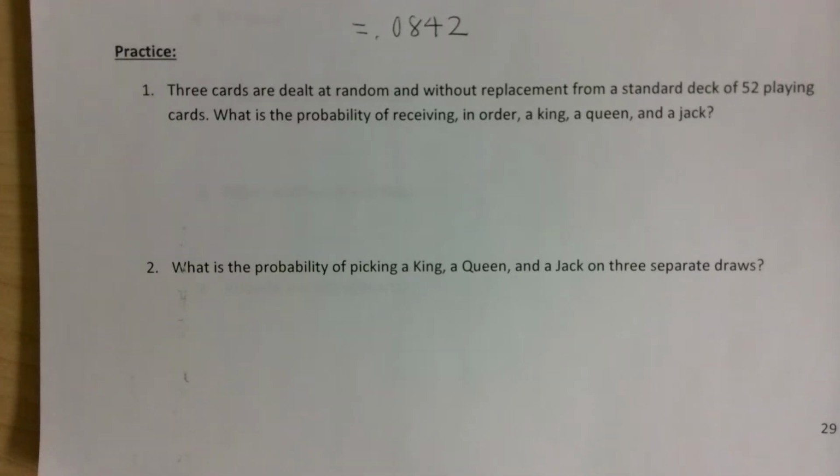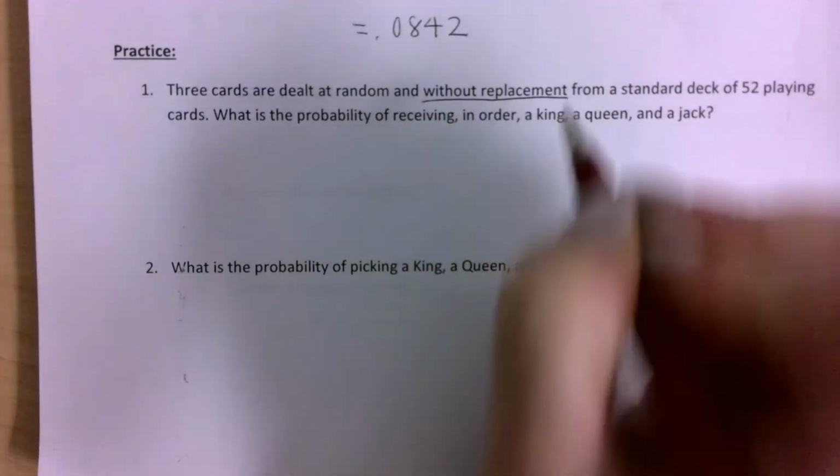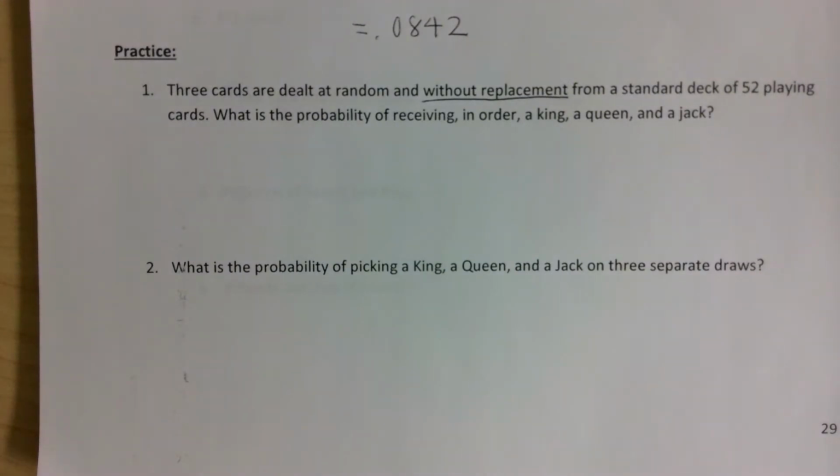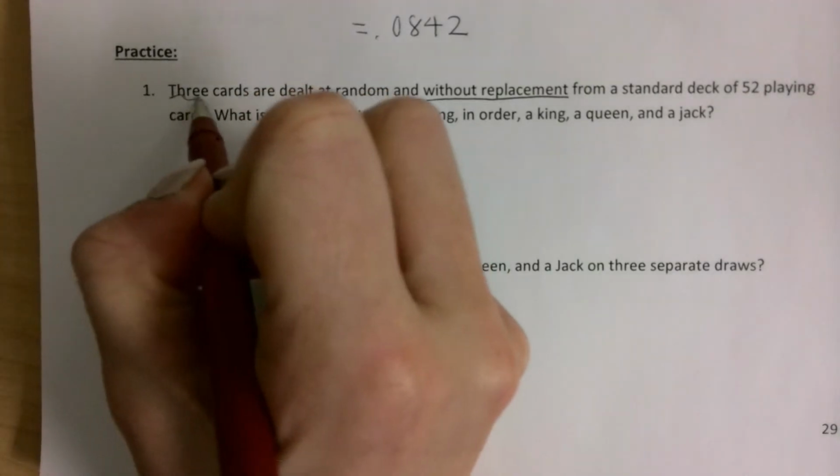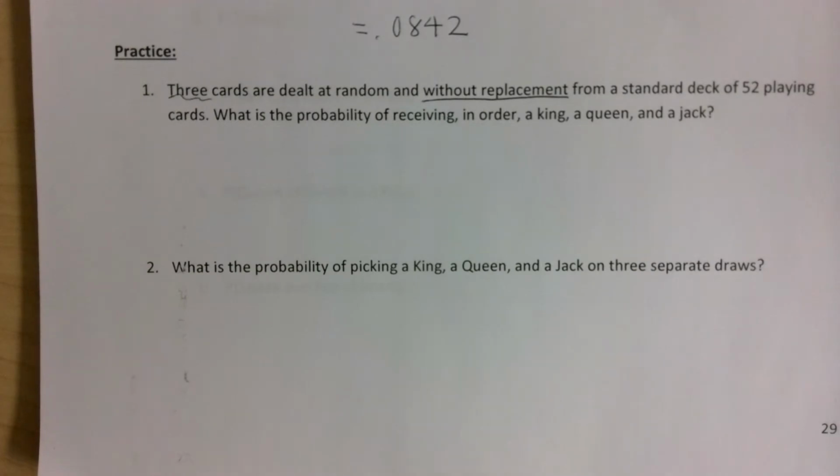Let's take a look at two more examples. Number one says 3 cards are dealt at random and without replacement from a standard deck of 52 playing cards. Without replacement means that I'm going to pick the first card and keep it in my hand when I take the second card, and so on. So I'm doing this for 3 total cards. We want to find the probability of receiving, in order, a king, a queen, and a jack.